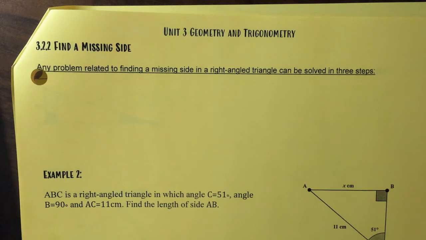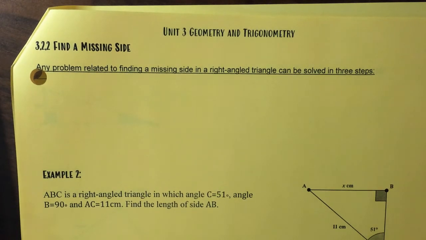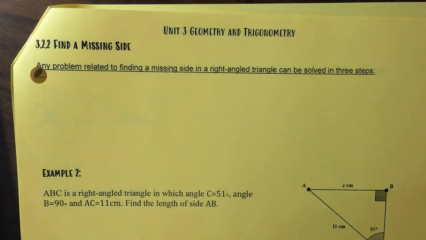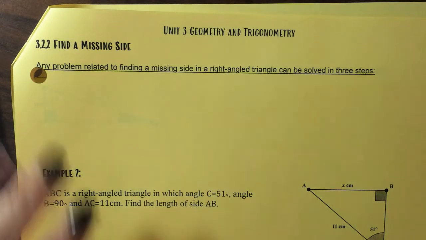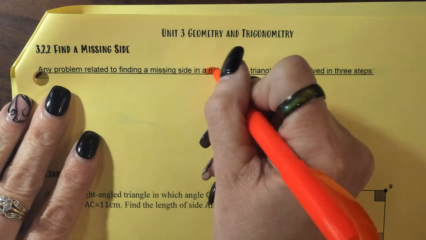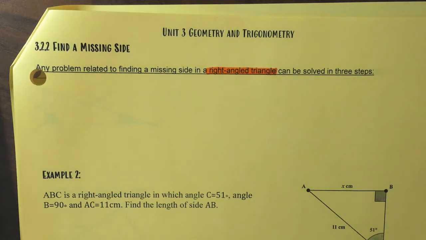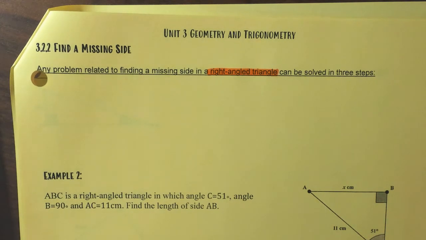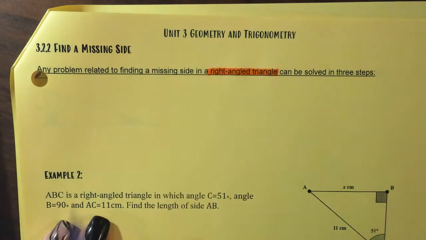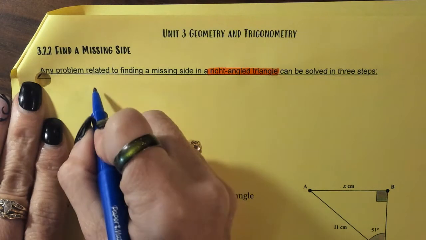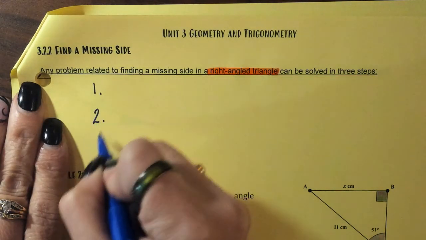Any problem related to finding a missing side of a, and this is very crucial, right triangle. It is so important that you notice that it says right triangle. Remember, right triangle trigonometry. Any problem related to this, we're going to have 3 steps that we use to solve these.